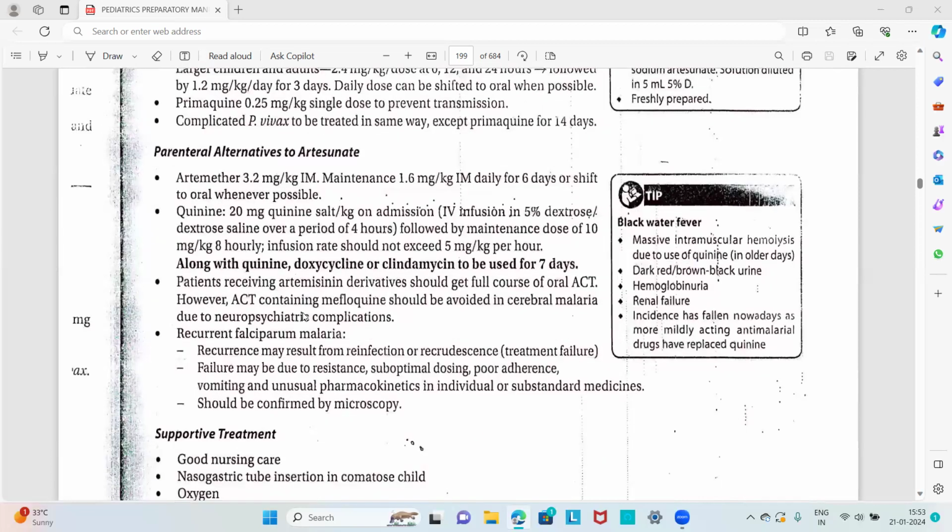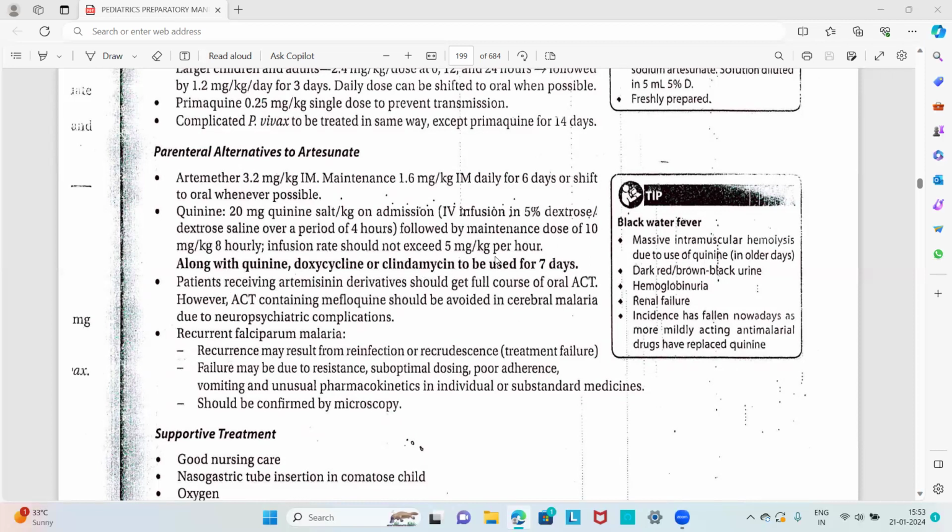Then what are the parenteral alternatives to artesunate? Artemether 3.2 milligram per kilogram intramuscularly, maintenance 1.6 milligram per kilogram intramuscularly daily for 6 days, or shift to oral whenever possible. And also we can give the alternative, quinine, 20 milligram quinine salt per kilogram on admission, that is IV infusion in 5% dextrose or dextrose saline over a period of 4 hours, followed by maintenance dose of 10 milligram per kilogram 8 hourly.